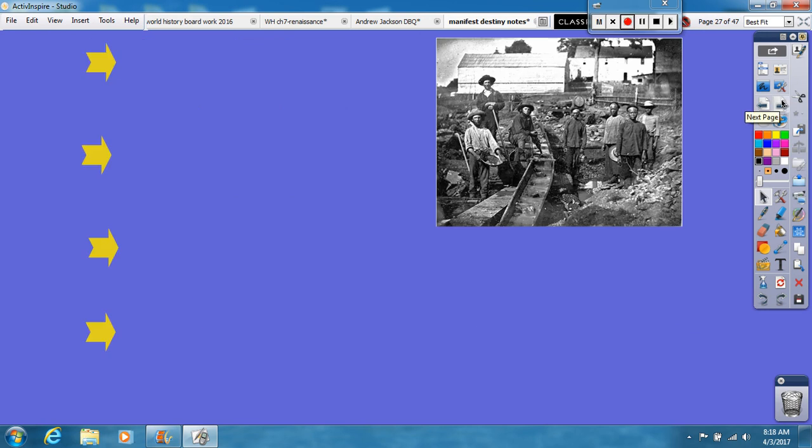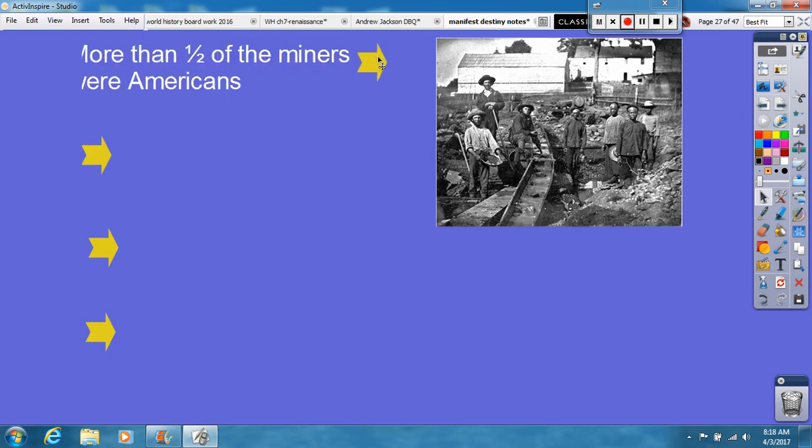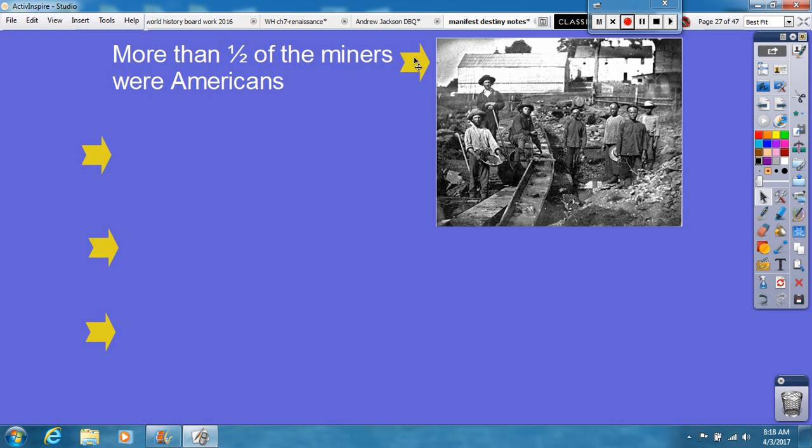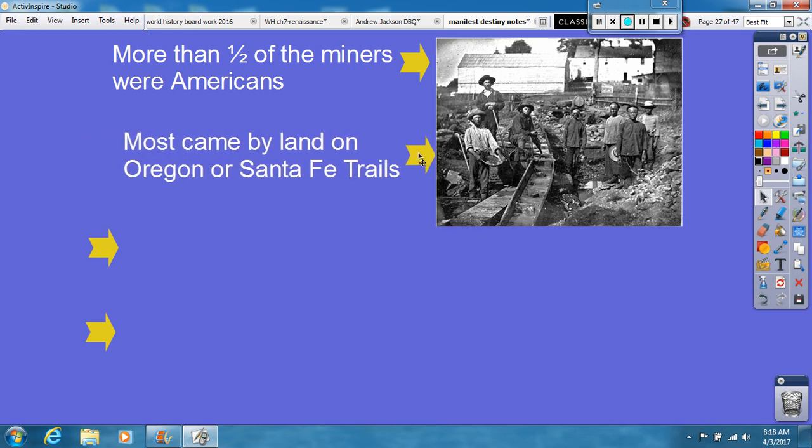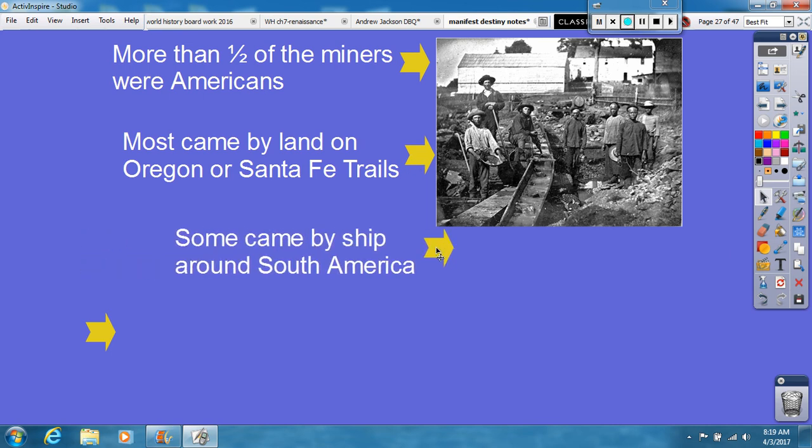So, the gold fields, these boom towns, okay, more than half of the miners were Americans. Others came from South Africa, came from Europe, Asia. Most came by land on the Santa Fe and Oregon trails. Others, if you remember from the Great Horn Spoon from 4th grade, they came around the tip of South America. This is before the Panama Canal was built.